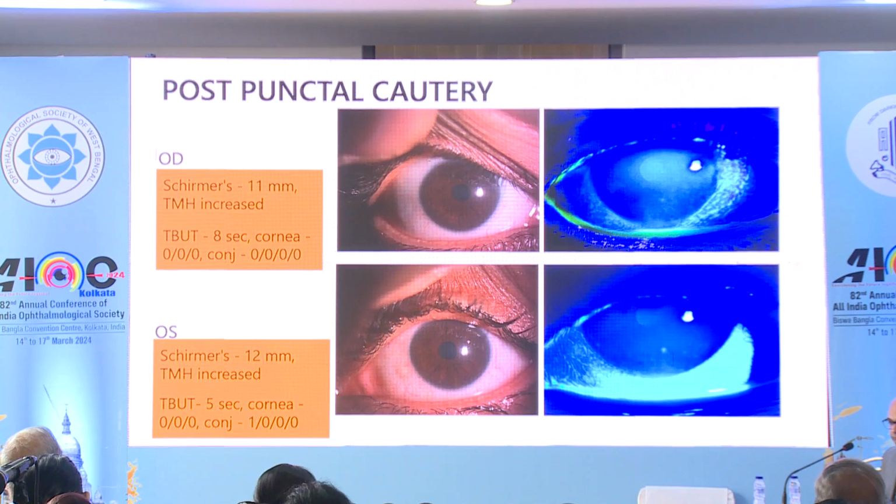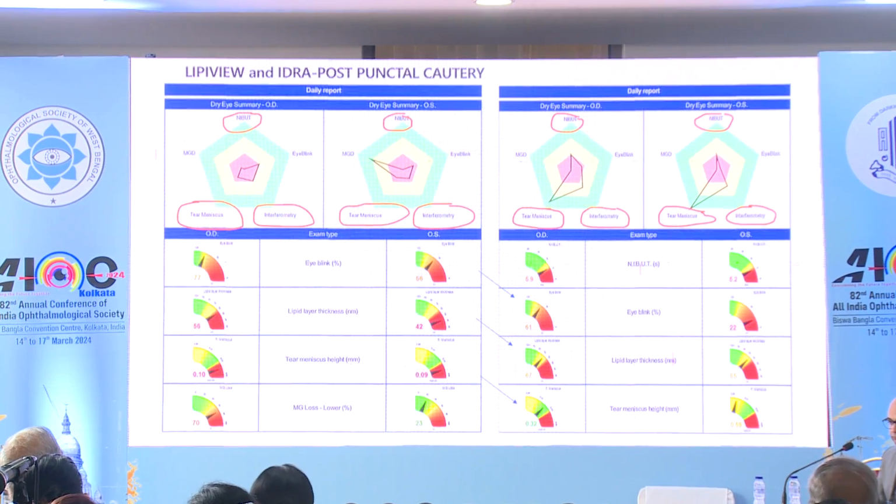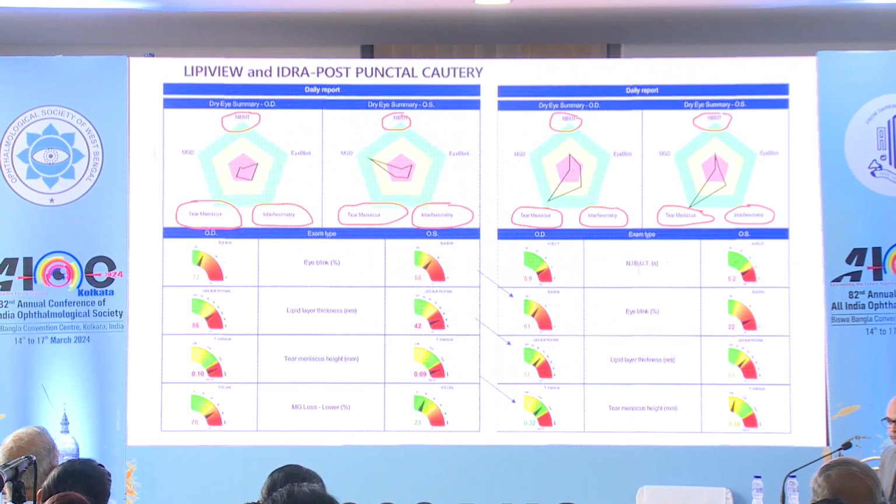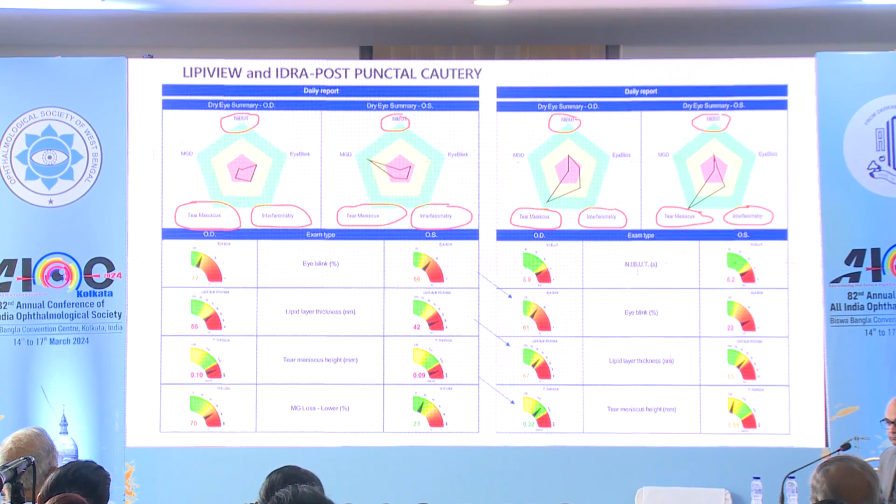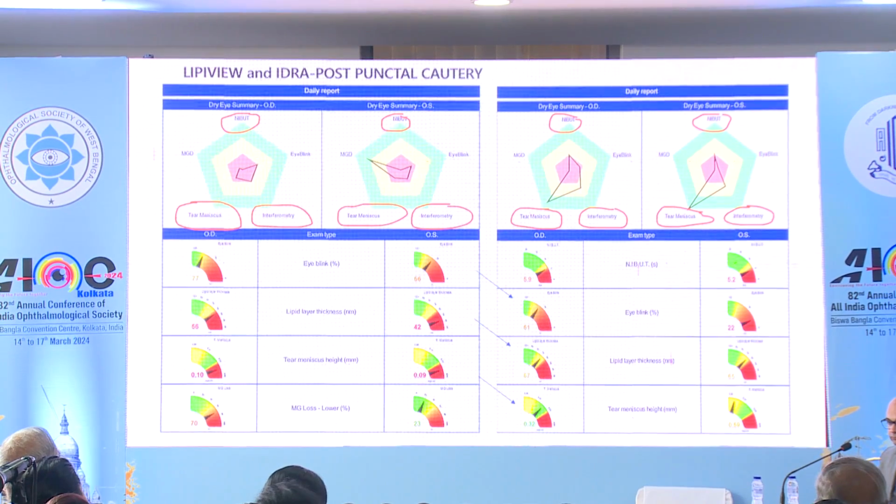And post-punctal cautery, there was a marked improvement in the ocular surface with the Schirmer's value improving, the TMH improving, the surface staining significantly reducing. Even in the investigative tools, you can actually see an improvement in the blink. You can see an improvement in even the lipid layer, because once your aqueous phase improves, the lipid layer also spreads a little bit better. So the value that you get in terms of the machine will look a lot better.